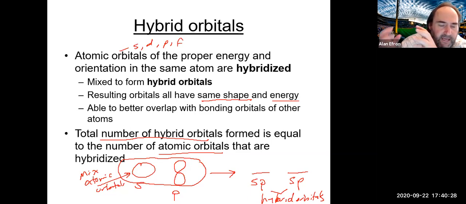Again, that's going to allow those to come together and interact much better than trying to take an s orbital a little bit lower in energy and a p orbital that has a different shape and just sticking them together.